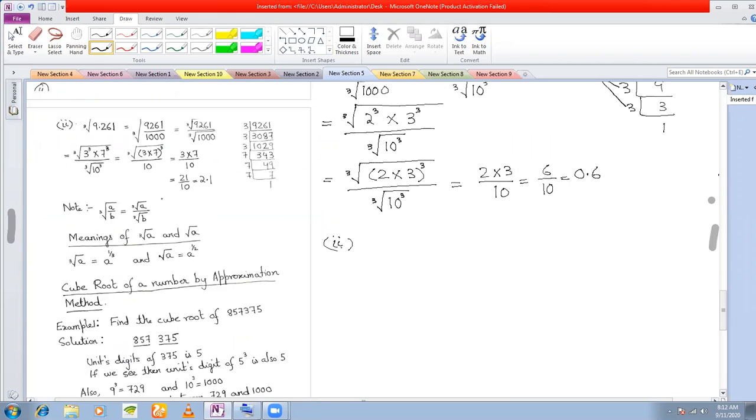The second one here is to find the cube root of 9.261. It is a decimal number, so first convert it to a fraction. Then we separate the cube roots in the numerator and the denominator. The cube root of 9261 divided by the cube root of 1000. Now you prime factorize 9261.